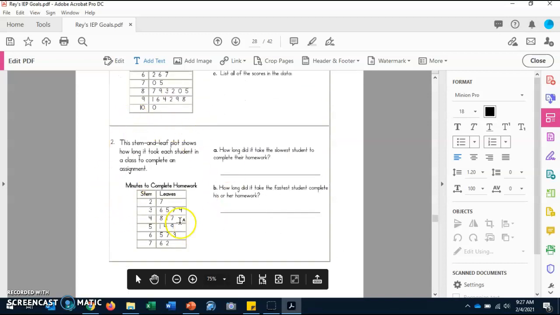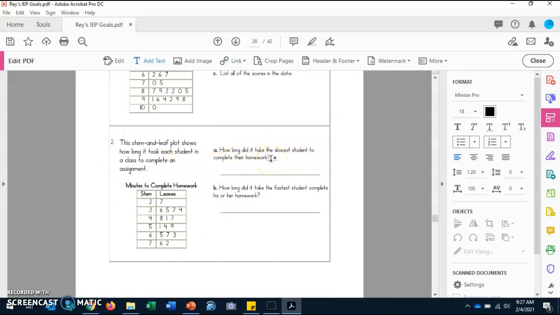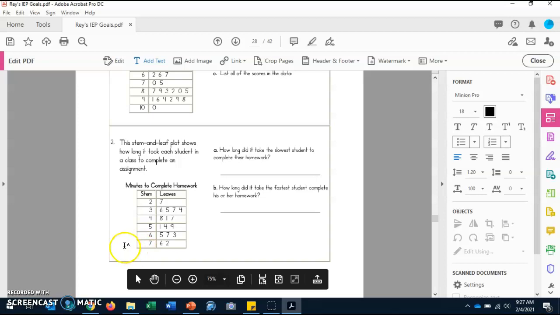And for the second one, it says, in letter A, how long did it take for the slowest students to complete their work? So they want to know how long it took the slowest students. And then letter B is asking, how long did it take the fastest student to complete his or her homework? So then the fastest. So here they're talking about minutes. So we know that the less time they took, the faster they were, and the more time they took, the slower they were.